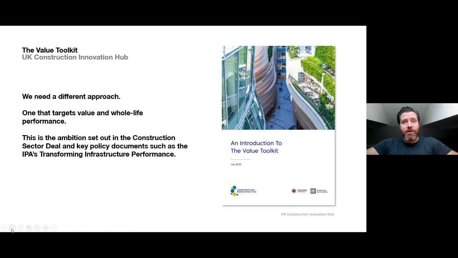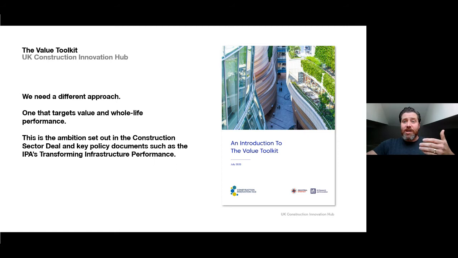They've called for a different approach, again reiterating what I've said already around the work for Procuring for Value and Dame Judith Hackitt's recommendations with regards to the Grenfell review. We need an approach that targets value and whole life performance. This is an ambition that was set out in the construction sector deal and then followed by key policy documents such as the IPA's Transforming Infrastructure Performance. So everything within this government realm is starting to turn its focus not only on our sector, but on how our sector is enabling us to seek and deliver better value on projects. We need to set stronger objectives, we also need to deliver them, and we'll be measured on that. And this is the point of the Value Toolkit.